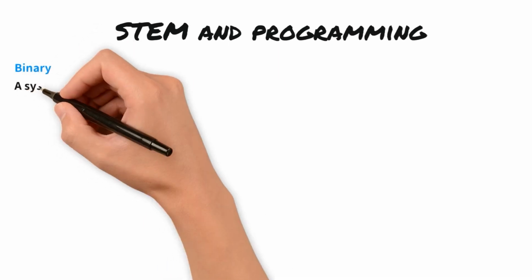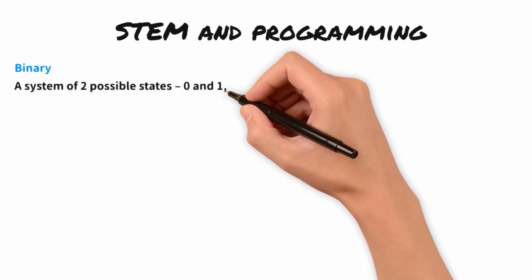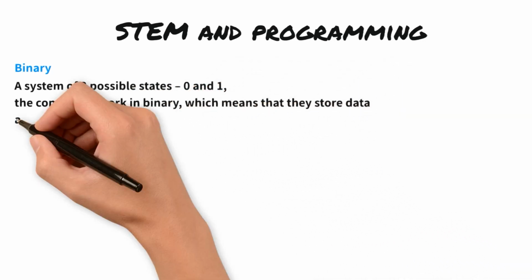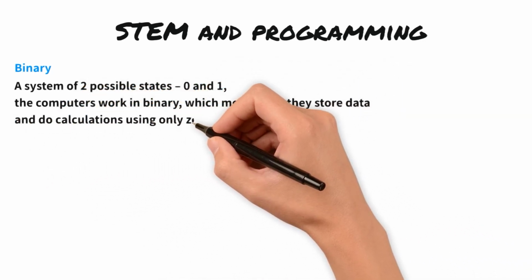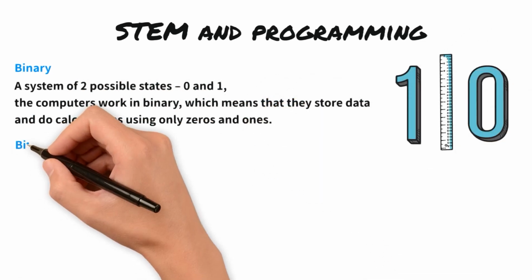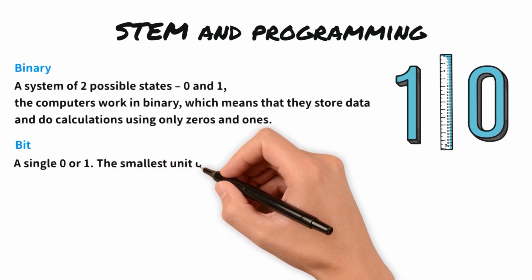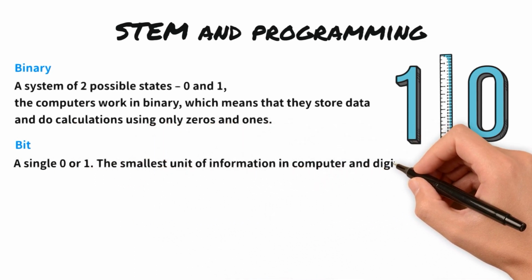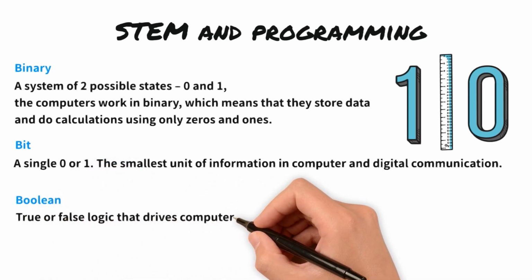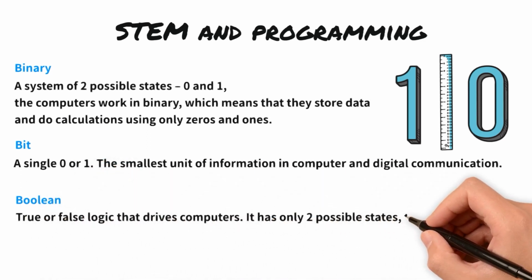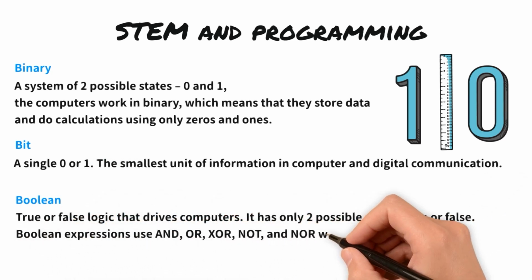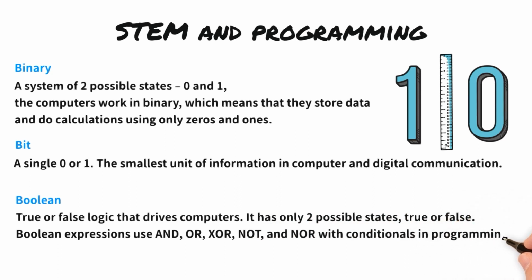Binary. A system of two possible states, 0 and 1. The computers work in binary, which means they store data and do calculations using only zeros and ones. Bit. A single 0 or 1, the smallest unit of information in computer and digital communication. Boolean. True or false logic that drives computers. It has only two possible states, true or false. Boolean expressions use and, or, XOR, not, and nor with conditionals in programming.